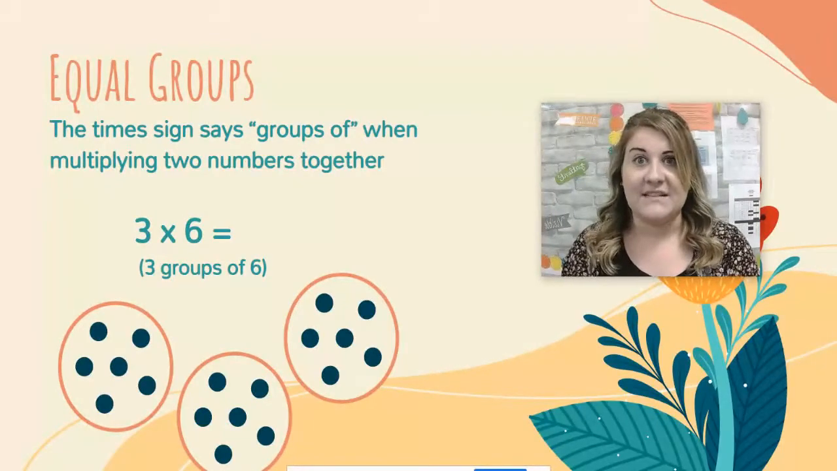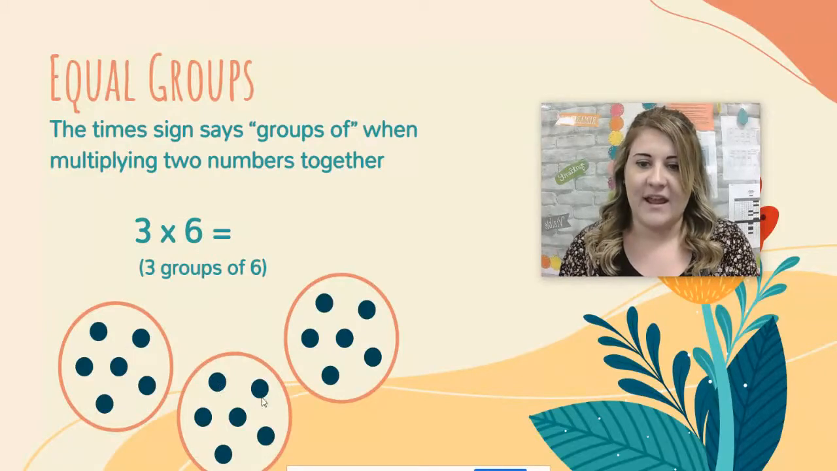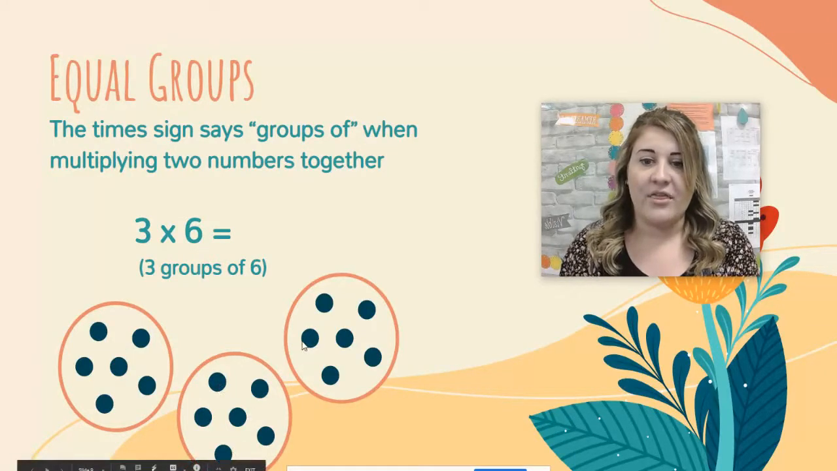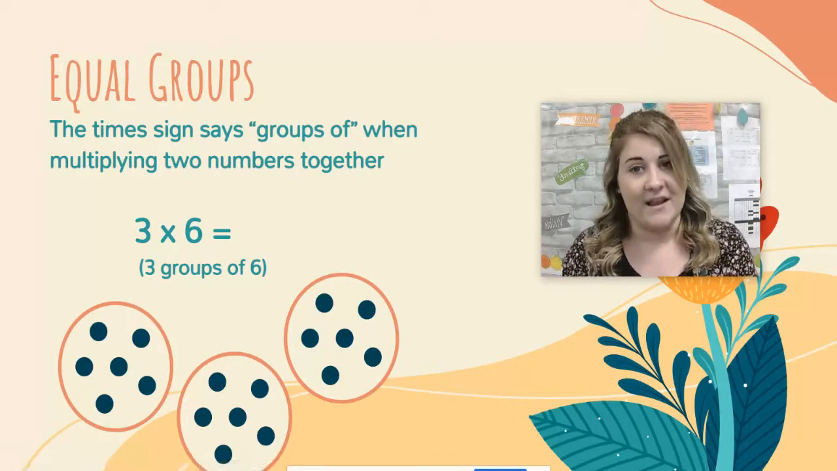Now, let's figure out the answer by counting the dots. There's 6 here, 7, 8, 9, 10, 11, 12, 13, 14, 15, 16, 17, 18. So 18 would be our product. It would be the answer.